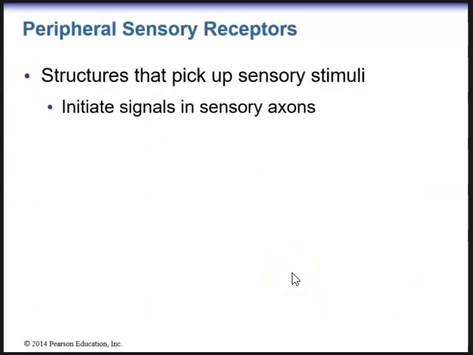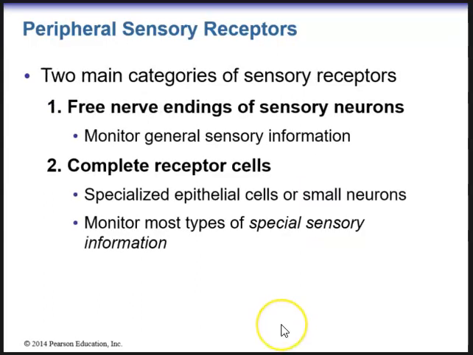The peripheral sensory receptors are structures that pick up sensory stimuli and will initiate signals in the sensory axons. And we know that they will then go up the dorsal part of the spinal cord to go to the brain or to the CNS. So we have two main categories of sensory receptors. We have free nerve endings of sensory receptors. These monitor the general sensory information, and then we have complete receptor cells. These are specialized epithelial cells or small neurons that monitor most types of special sensory information.